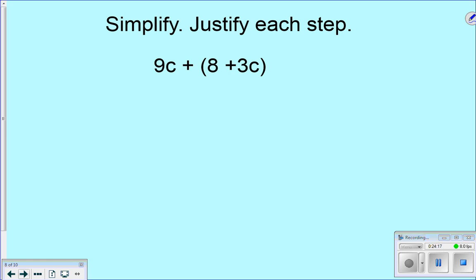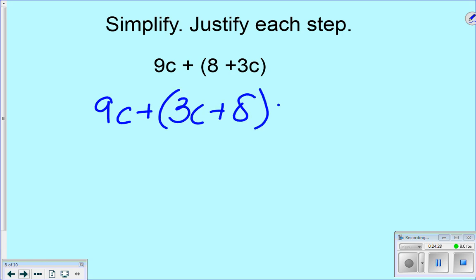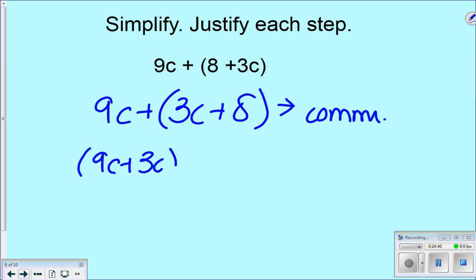Let's flip 8 and 3. So we have 9c plus parentheses 3c plus 8. And what property is that again? Commutative, very good. And then, what am I going to do with my parentheses? I'm going to take them and move them. And that is associative. And then we can put them together.